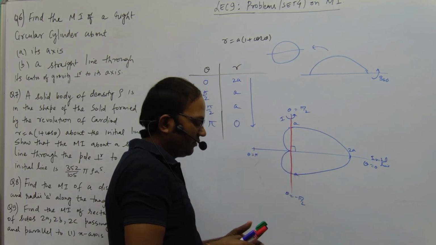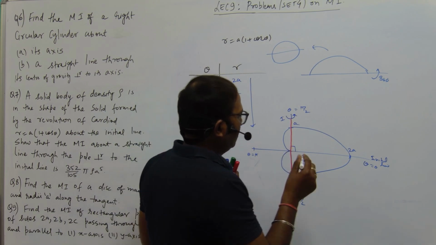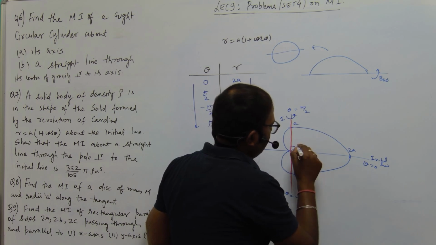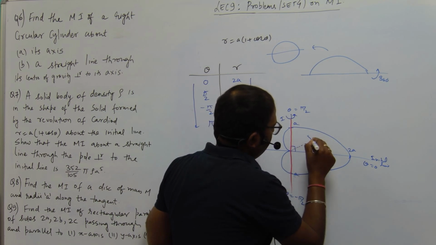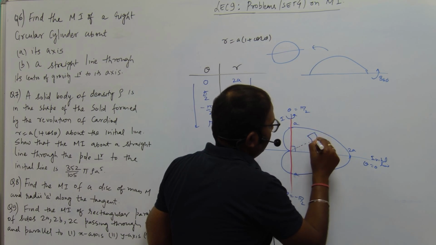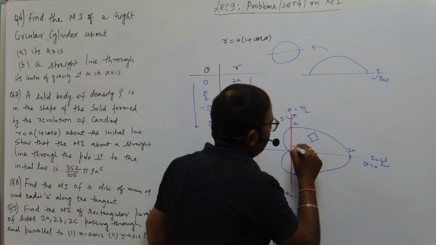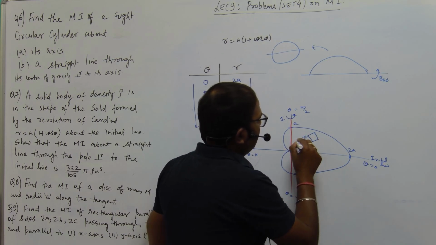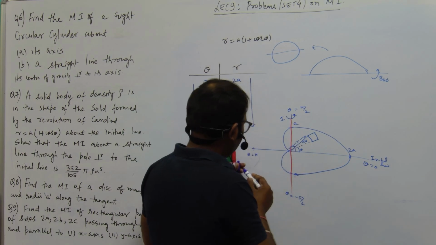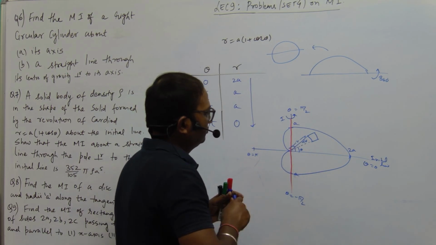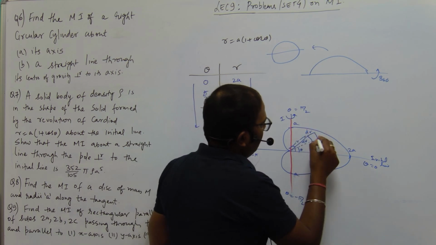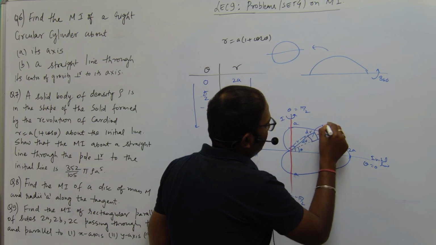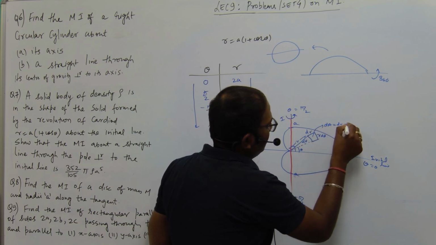Similarly, here we will take an elemental area at an angle of theta to the horizontal. The elemental change in theta is d theta, and this distance is r. The change in value of r is dr, and this distance will be r d theta. So what will be the elemental area? dA is equal to dr into r d theta.